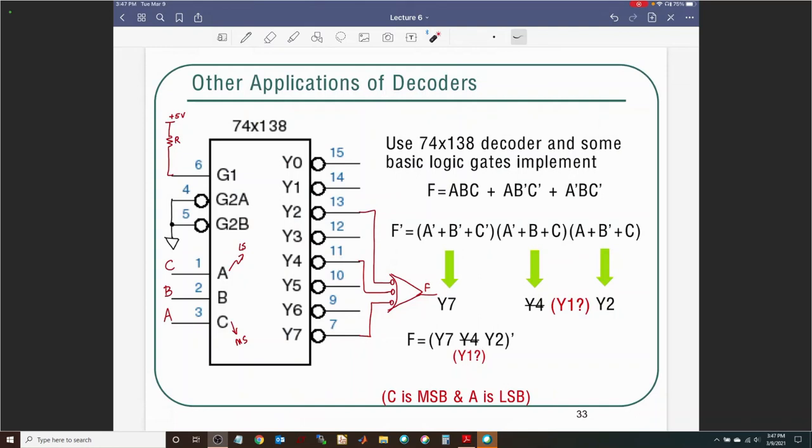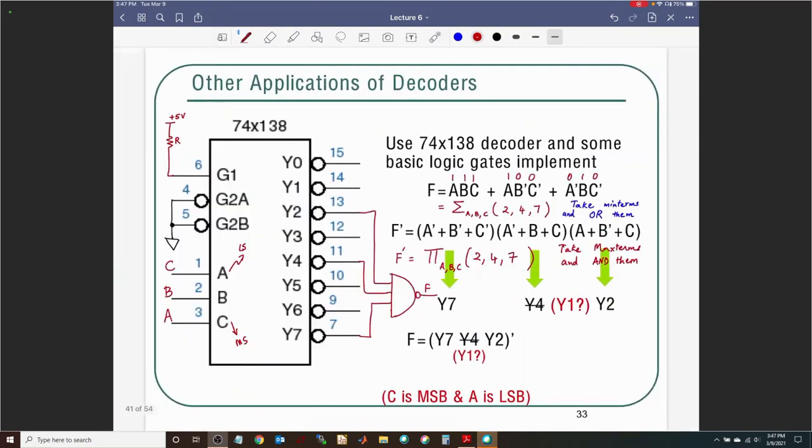You guys see that? So this is implementing things this way, the SOP form. And in the previous one, we were doing it using the product of sum form.